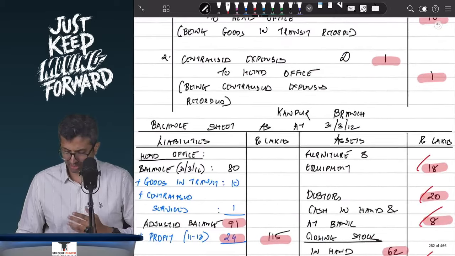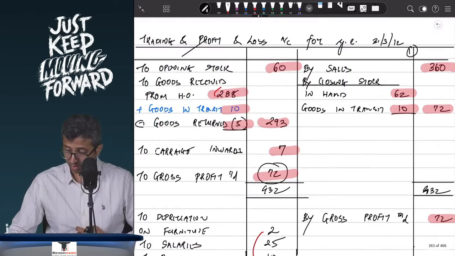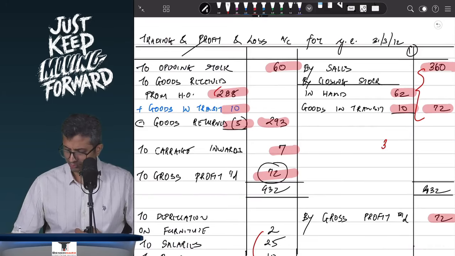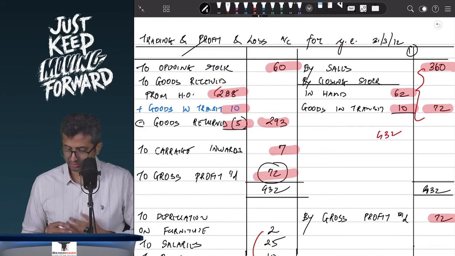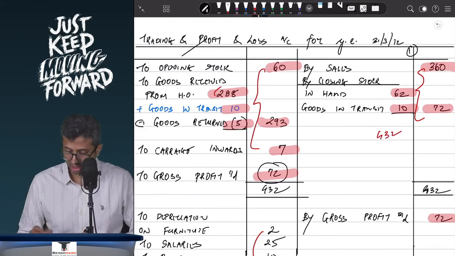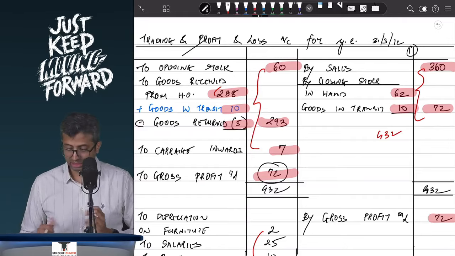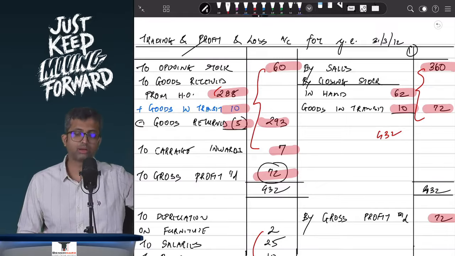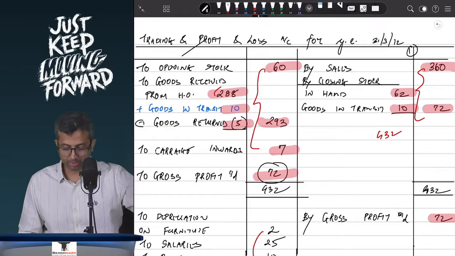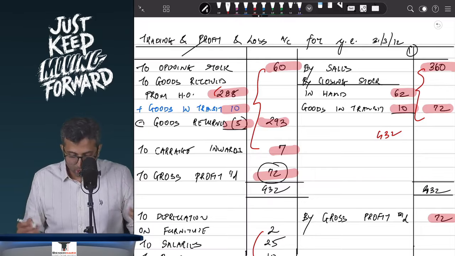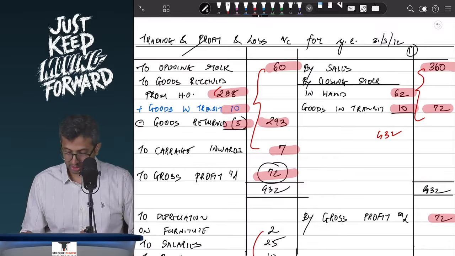So you have taken up the balance sheet, but now the profit and loss account, you'll have to take over the incomes. So on the credit of the trading, I think there is 360 plus 72, 432. So let's say you will take over sales as well as your closing stock. And over here, 60 plus 293 plus 7, I think 360. So you'll have branch account debit to opening stock, to goods sent to branch, to carriage inwards. So this is at 360.